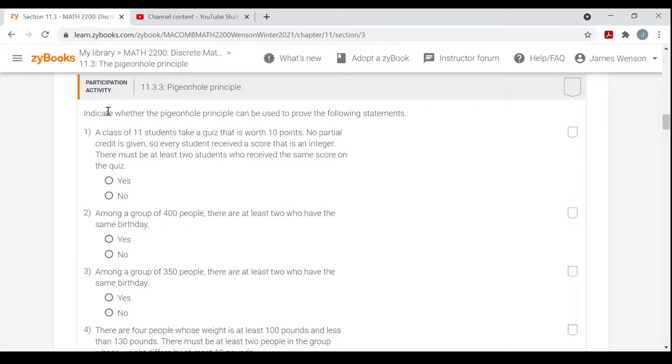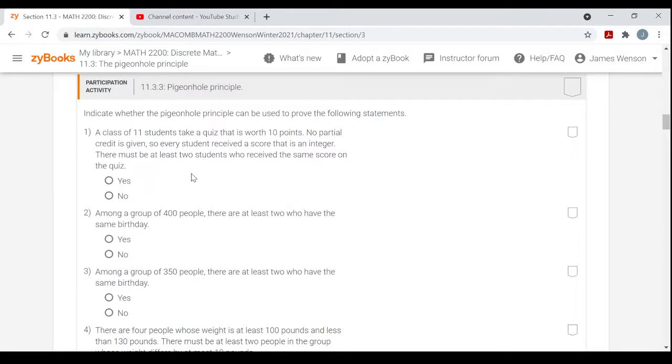Alright, so our activity here. We're asked to indicate whether the pigeonhole principle can be used to prove the following statements. So a class of 11 students take a quiz that is worth 10 points. No partial credit is given, right? So you either get 10 points or 9 points or 8 points. There's no half a point or anything like that. So if every student received a score that is an integer, there must be at least 2 students who receive the same score on the quiz.